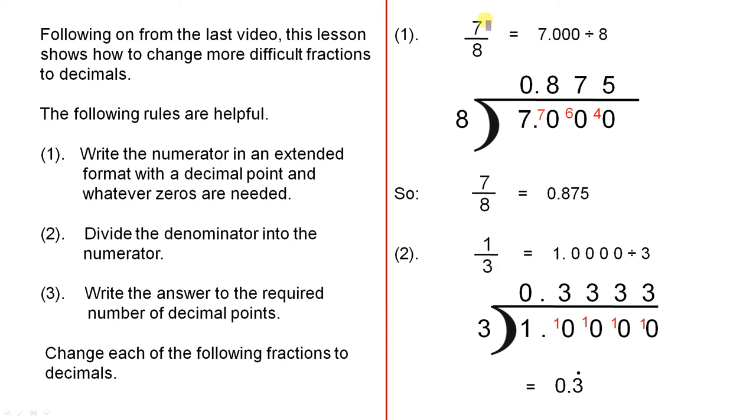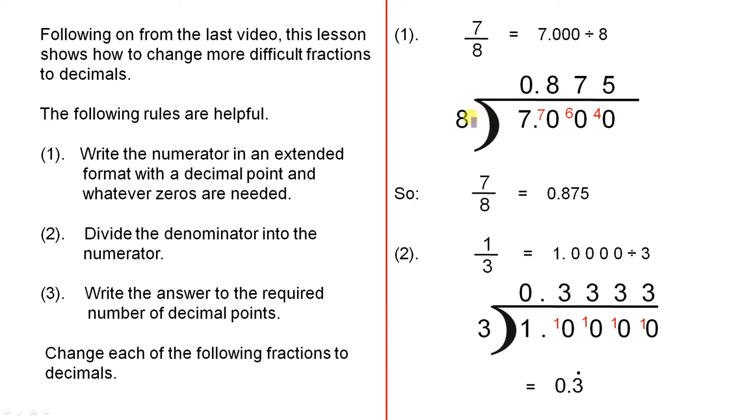The first one is 7 over 8. So we're going to do this using a division format. Basically what this means is that 7 is divided by 8. And we'll put some zeros at the end. It doesn't matter how many you put. You can put 3, 4, 5 or 6. However many you need, that's what you put. This is left up to you depending on the fraction you're dealing with.